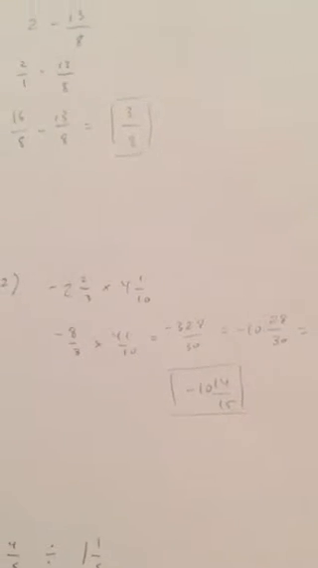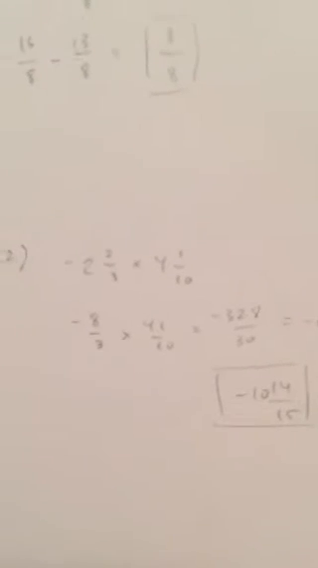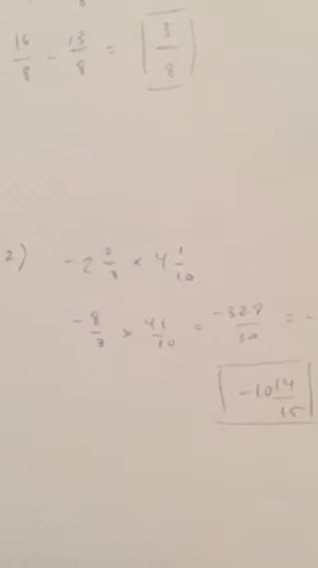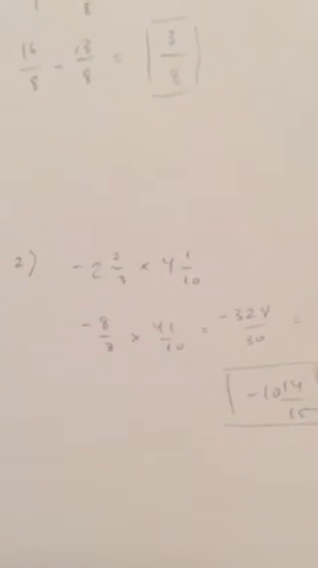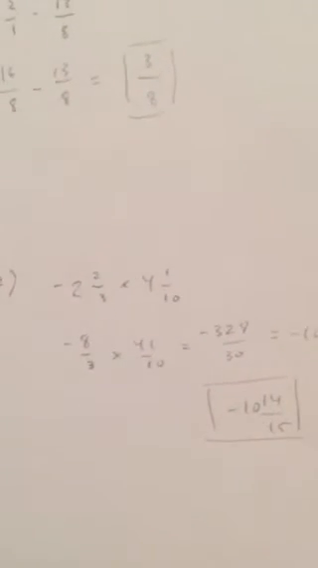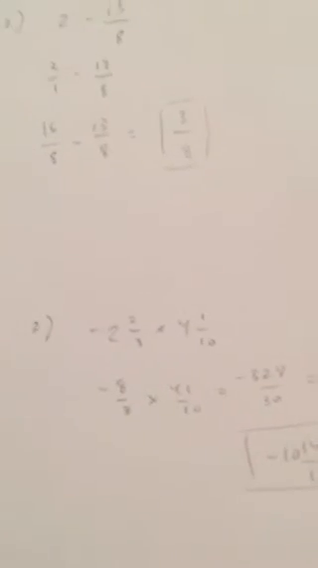Alright, let's move over to this one. This one is kind of challenging, but we're going to get through it. We have negative 2 2/3 times 4 1/10. It's multiplication, so we don't have to deal with that whole reciprocal business, which is great. But we do have mixed numbers. So when we have a mixed number, we're going to turn it into an improper fraction. And I'm going to teach you the way to do that.